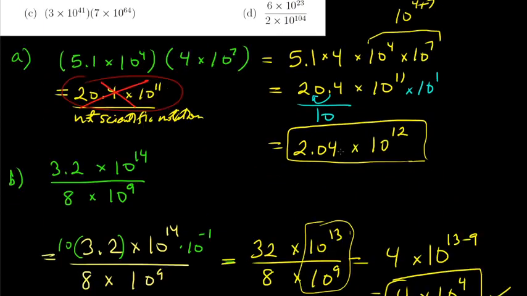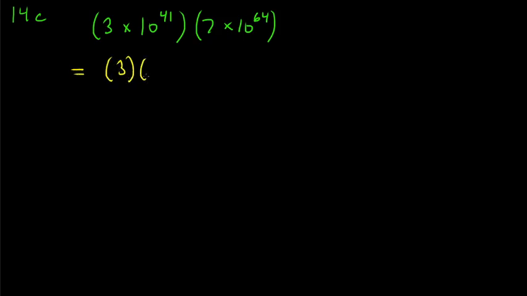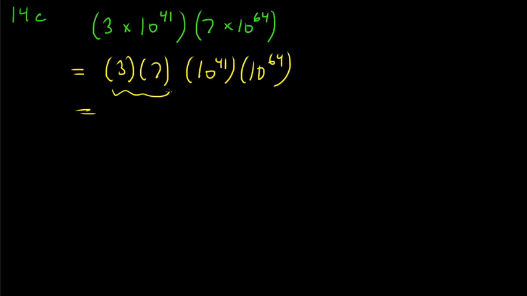All right, part C is another product. It's 3 times 10 to the 41 times 7 times 10 to the 64. Right, so very similar to part A, right? Just change the order. We'll do 3 times 7 first, and then 10 to the 41 times 10 to the 64 using the rules of exponents, right? So 3 times 7 is just 21, right? Times 10 to the power 41 plus 64, right? 41 plus 64 is 105.